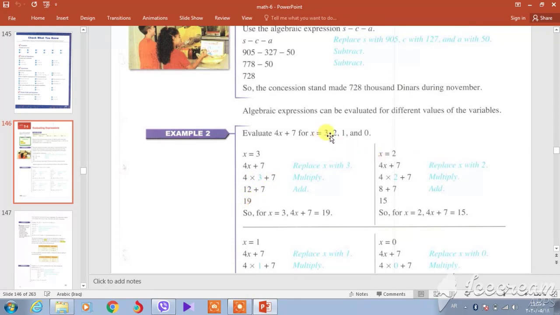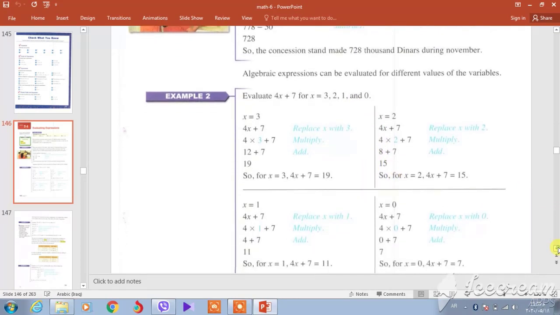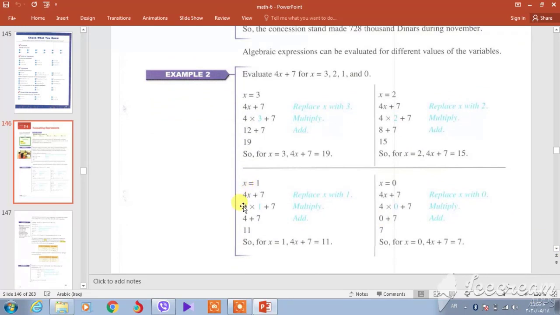After that, I say x equals 2. X equals 2, what? Equals 4 times 2 plus 7. 4 times 2 equals 8. 8 plus 7 equals 15. We find the value: if x equals 2, the value of the expression equals 15. And after that, we have x equals 1. If x equals 1, it means 4 times 1 plus 7. 4 times 1 equals 4, plus 7 equals 11. And then x equals 0. If x equals 0, 4 times 0 plus 7 equals 0 plus 7 equals 7, students.